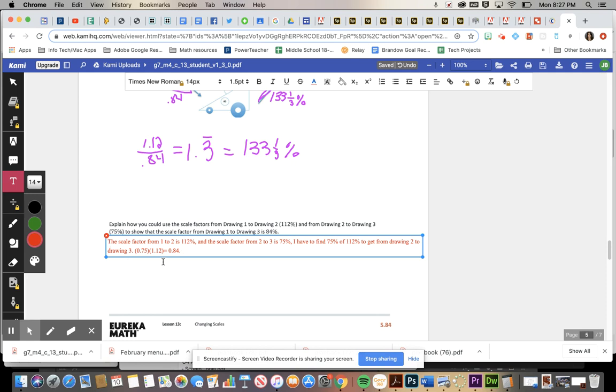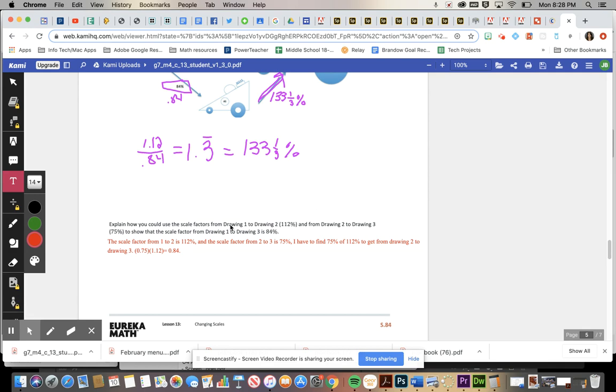Okay, so the scale factor from 1 to 2 is 112, and the scale factor from 2 to 3 is 75. I have to find 75% of that original, 75% times the 112%, at 1.12.